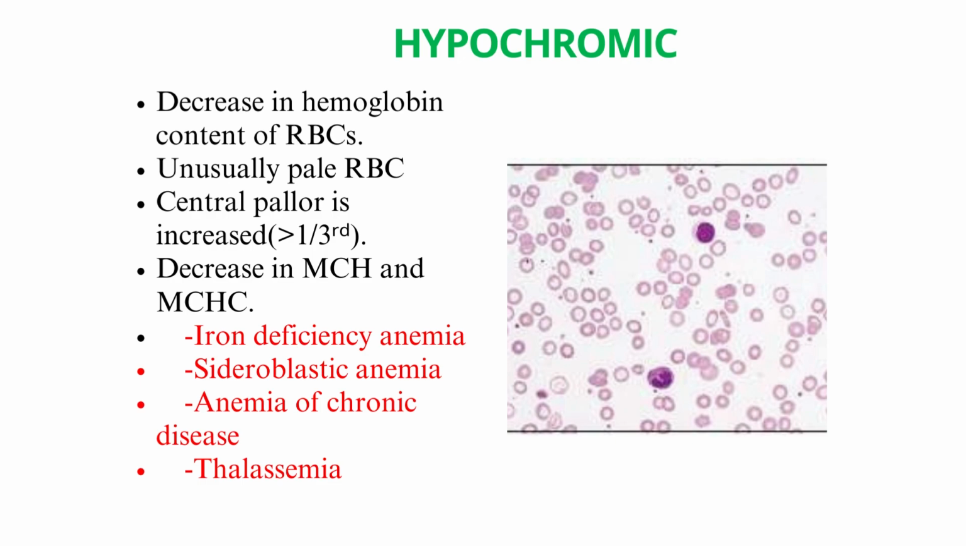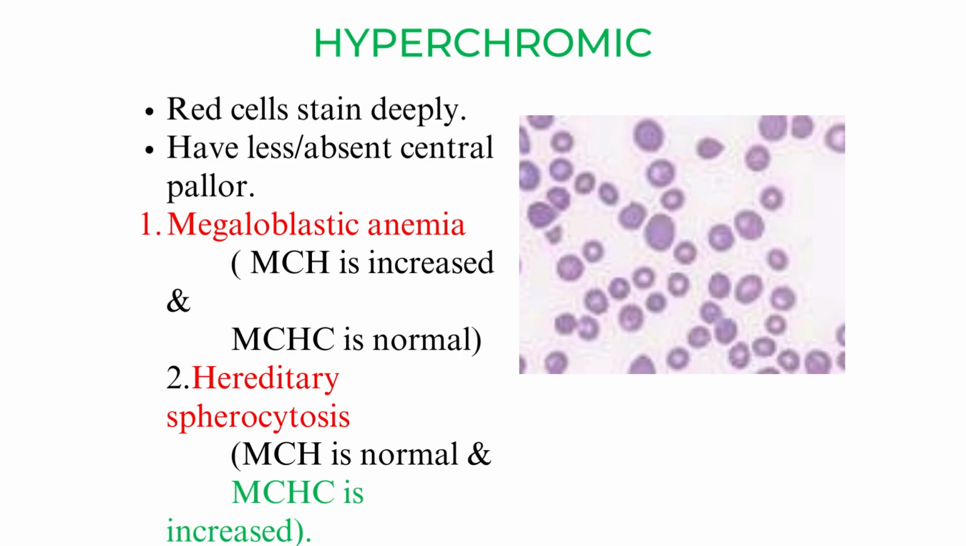So microcytic and hypochromic kind of go hand in hand. Now coming to hyperchromic, these are red cells which stain deeply, which have less or absent central pallor. So it can be megaloblastic anemia and hereditary spherocytosis. In megaloblastic anemia, MCH is increased and MCHC is normal, so that is why it is macrocytic normochromic. In hereditary spherocytosis, MCH is normal, but MCHC is increased, which has spherocytes.